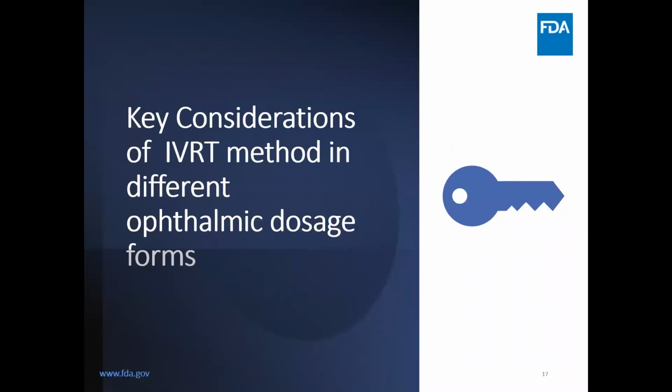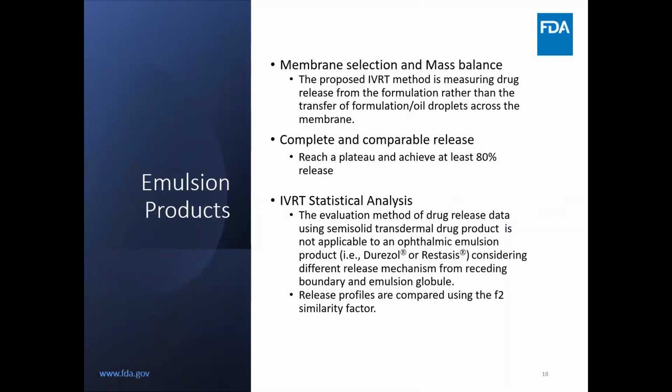Key considerations of IVRT method in different ophthalmic dosage forms. So far, the majority of the applications we received for ophthalmic products are emulsions, like cyclosporine and diclofenac. Agency and industry were struggling in the beginning of ophthalmic emulsion product development and assessment. But based on the accumulated knowledge from the industry and the agency, we recently approved 3 ophthalmic emulsion products.